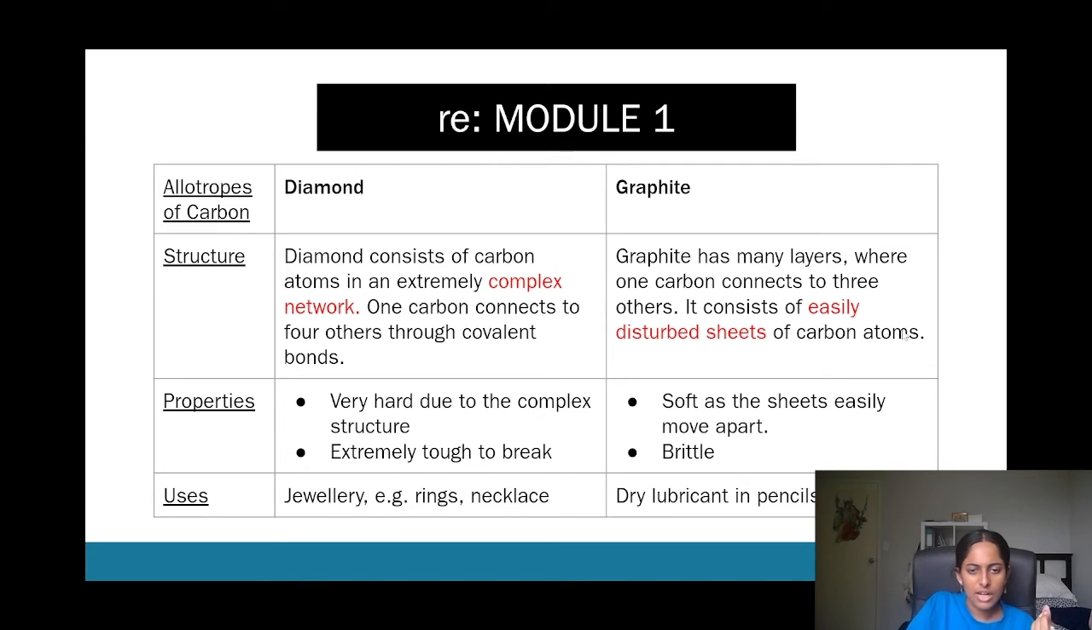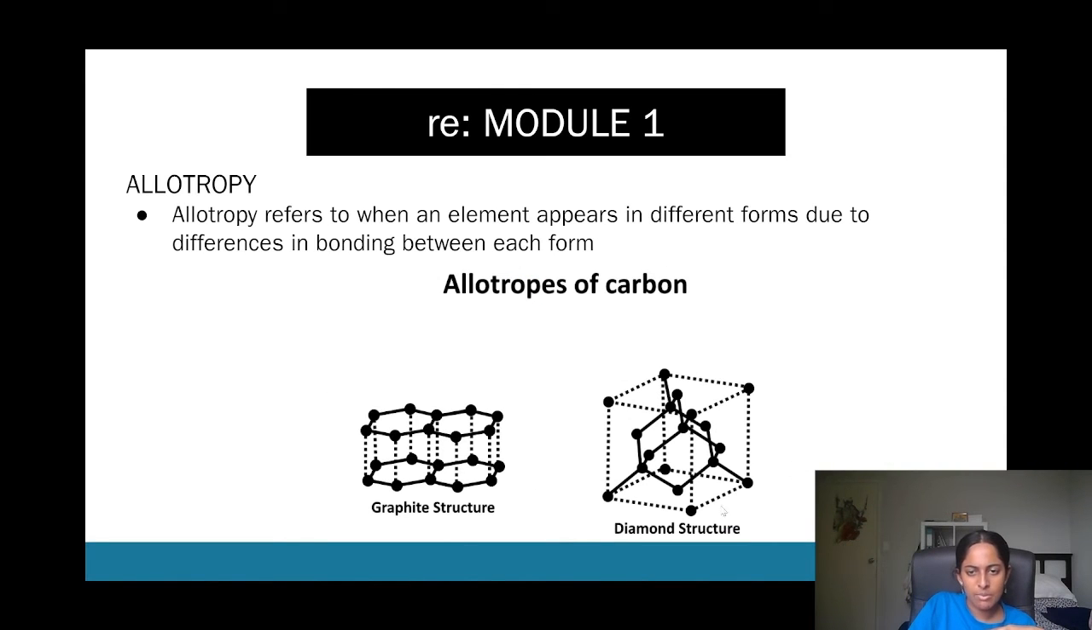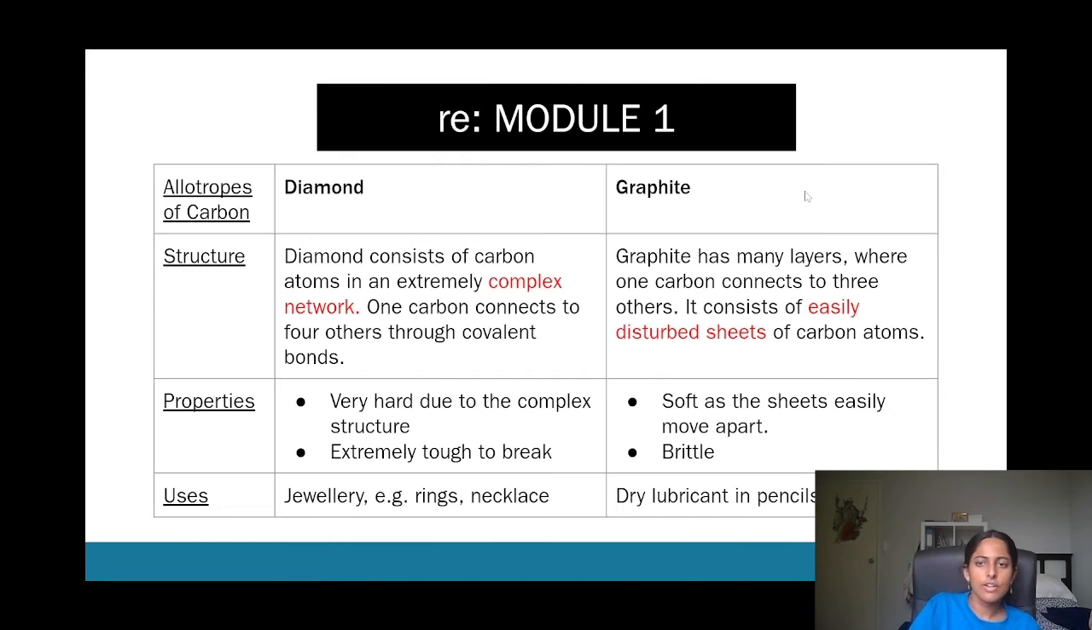So yeah. And due to the structure, sorry, diamond's not brittle. Graphite is brittle. I think I'm just confusing it around. Diamond has a pretty solid structure. It's like a network over here, and therefore it's pretty hard to break. Graphite's not really connected, so therefore it's brittle.